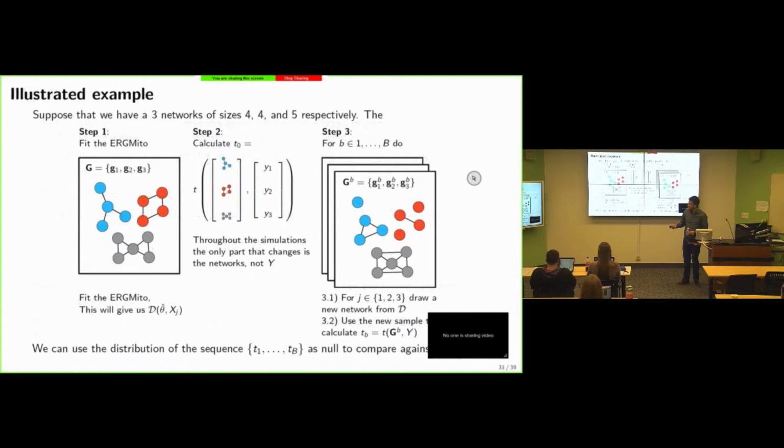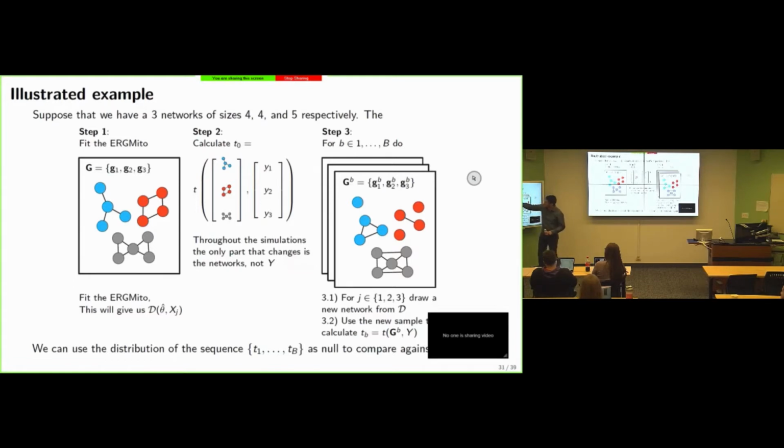Okay, so here is another example, an illustration. Suppose that we have 3 networks, of sizes 4, 4, and 5, respectively. And again, when you feed algorithms, you can feed them using networks of different sizes. So in step one, you would take your networks to an ERGM, which would give you the data generating function to use for the simulation later.